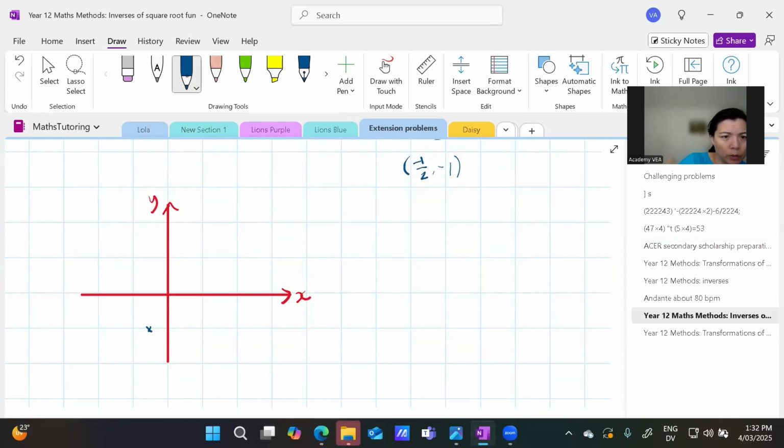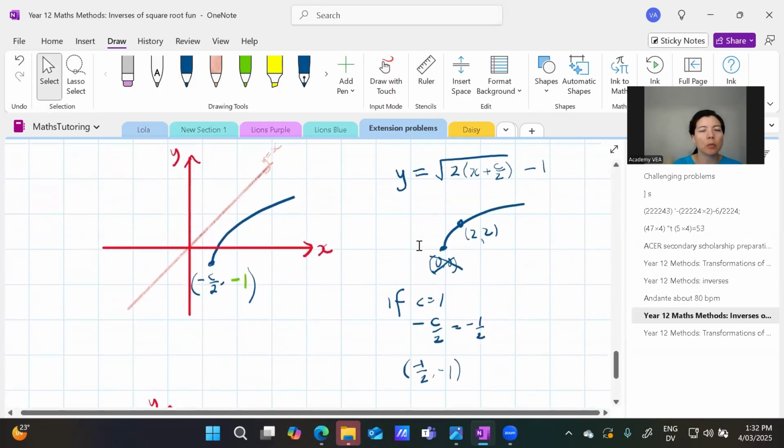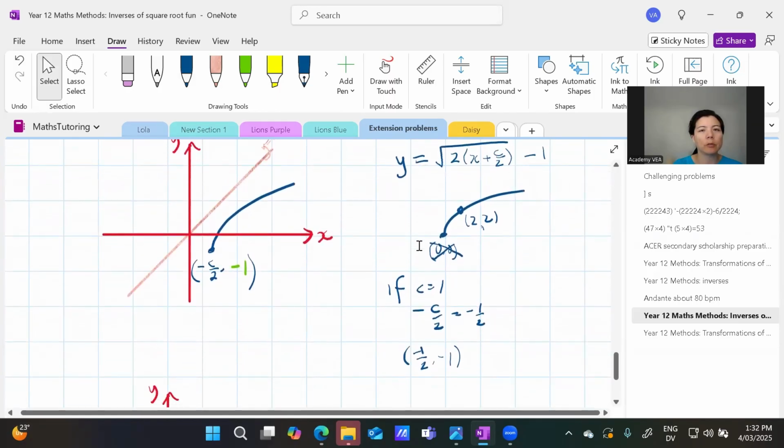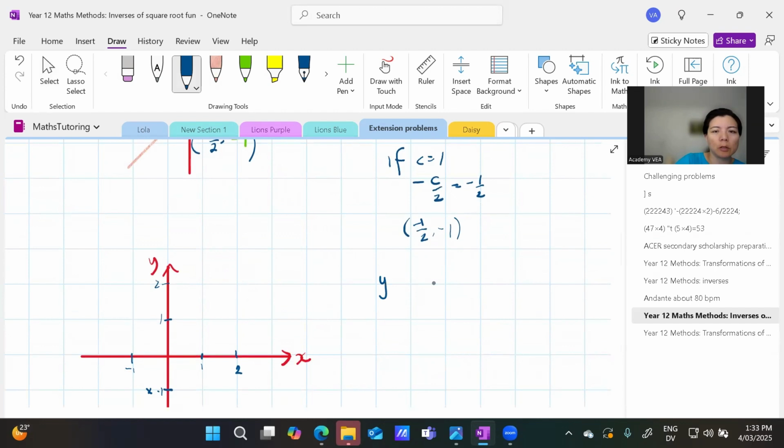So if I have a 1-to-1 scale, then this is my starting point. And I'm pretty sure that will mean it will cross at 0, 0. How do I know that? If y equals 0, then we have 1 equals all of that square root. Let's just test that.